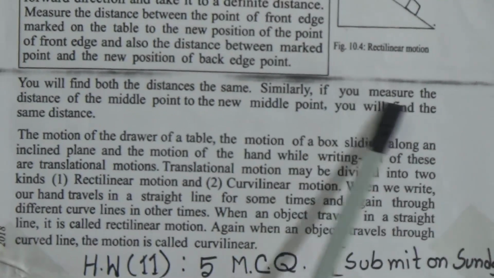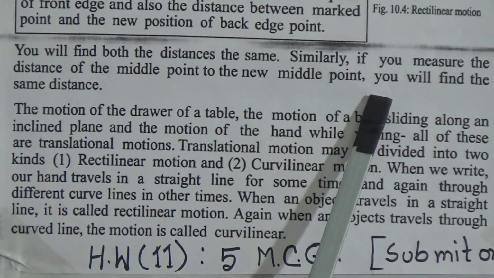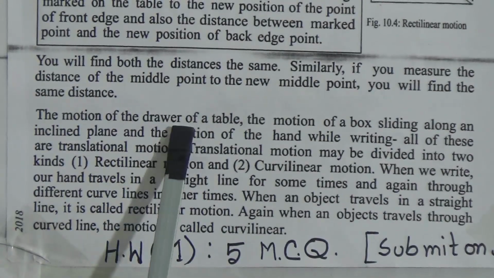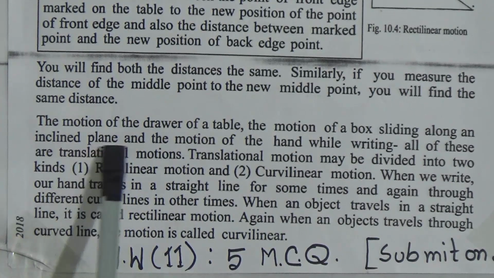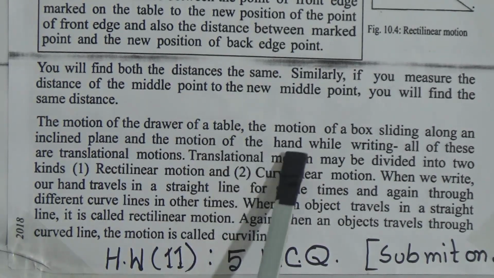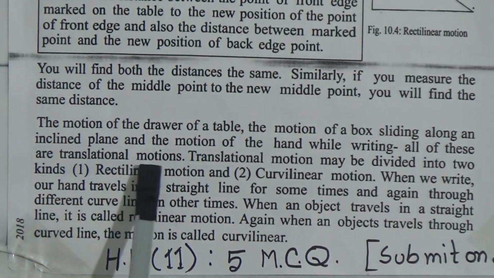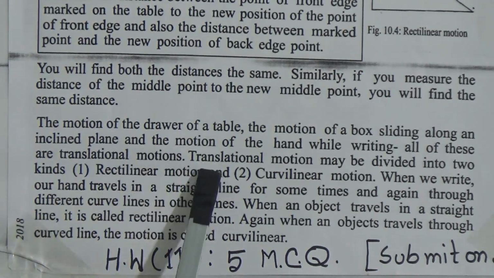Now come to the class again. You will find both distances the same. Similarly, if you measure the distance of the middle point to the new middle point, you will find the same distance. The motion of a drawer of a table, the motion of a box sliding along an inclined plane, and the motion of the hand while writing, all of these are translational motion. That means it is directed forward, in the same direction.